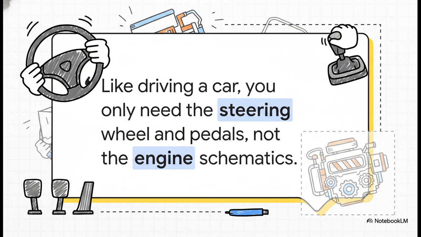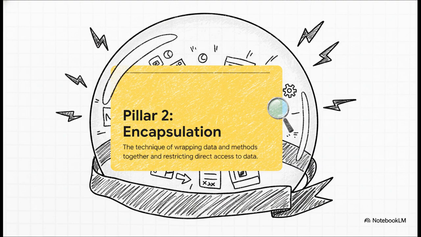It's been abstracted away. Our second pillar is encapsulation, and this one is all about protection. If abstraction is about simplicity, encapsulation is like building a protective bubble, or a capsule, around an object's data. You bundle the data and the tools that work on that data together, and you stop anything from the outside from messing with the data directly.